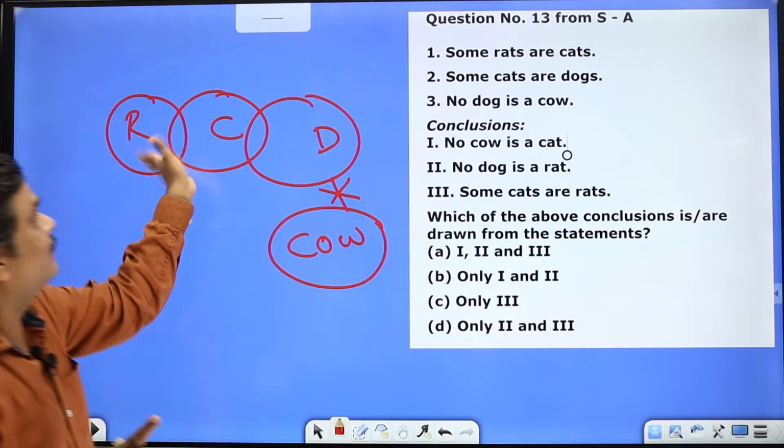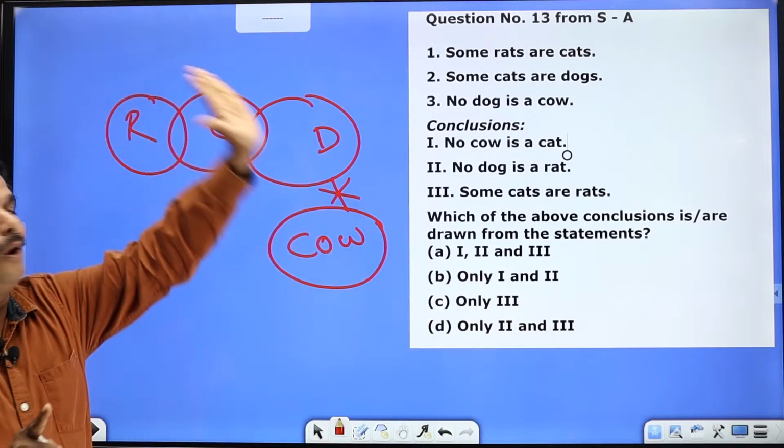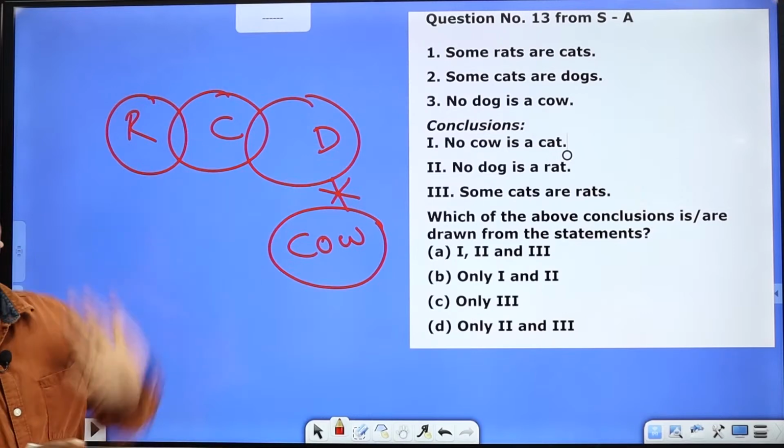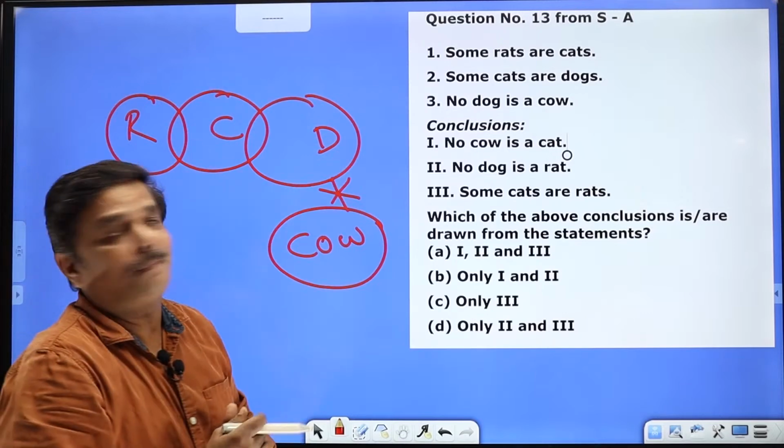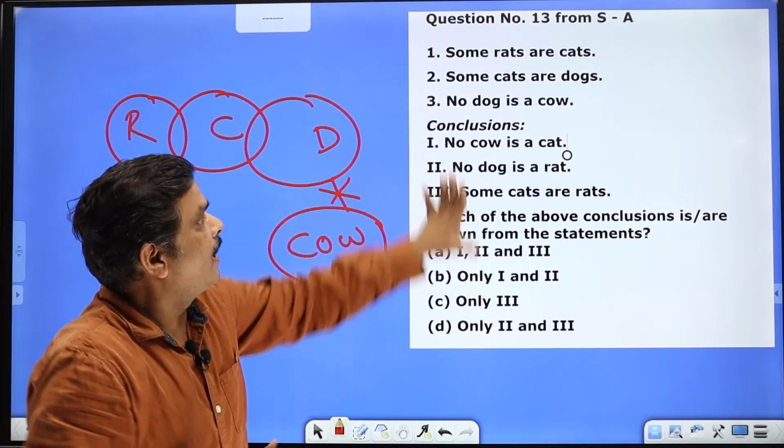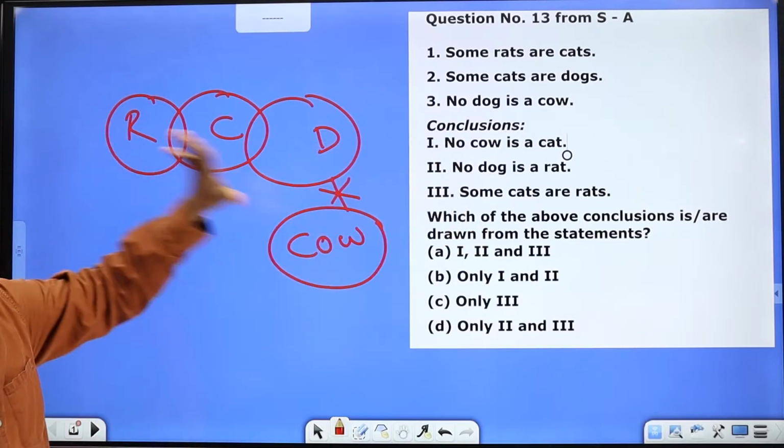But other circles can merge with each other in alternate diagrams as per the requirement. Okay, this is the basic concept. Now check the conclusions here. I'm checking the conclusions in the light of the basic diagram.